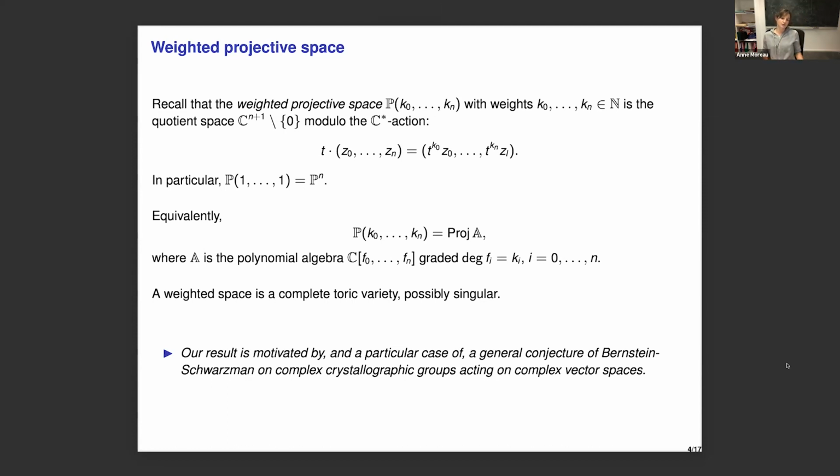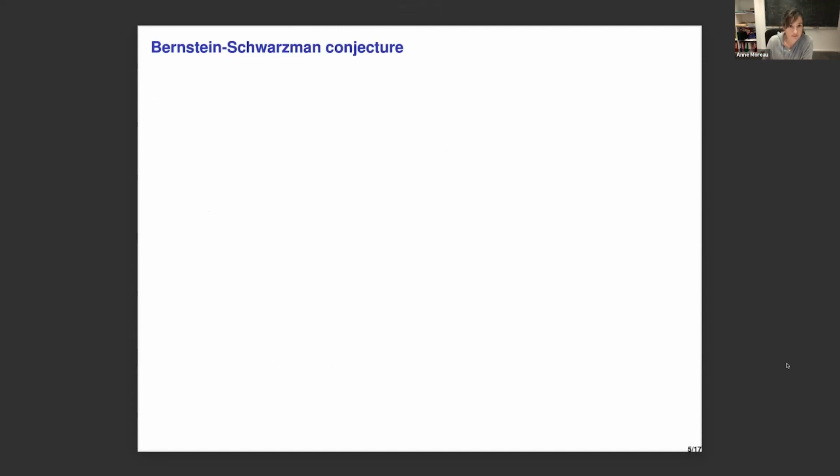And now I would like to explain some motivations of our result. Actually, our result is motivated by, and also proves particular cases of, a more general conjecture of Bernstein and Schwarzman on complex crystallographic groups acting on a complex vector space. So let me explain this conjecture and explain afterwards why our result is part of it.